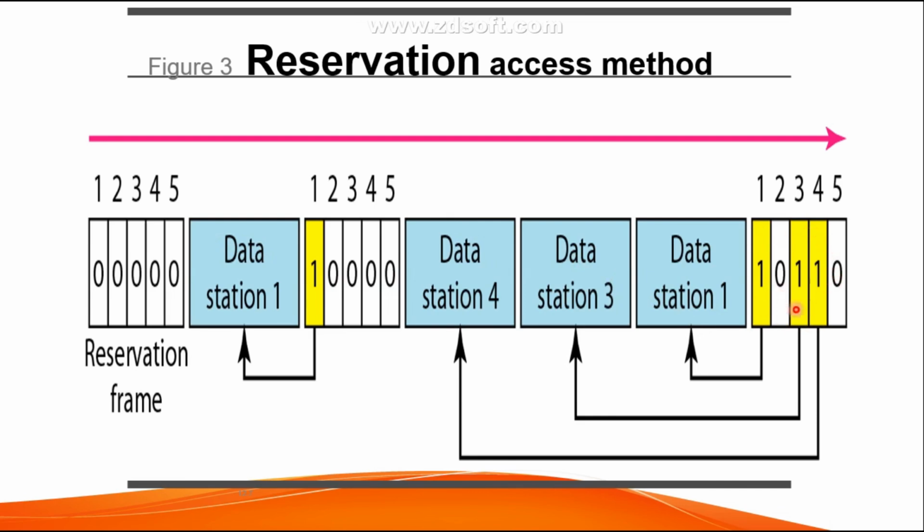You can see it. In the first reservation interval, station 4, station 3 and station 1 have made a reservation. Station 2 and station 5 have not participated in that one. In the second interval, only station 1 has made a reservation.